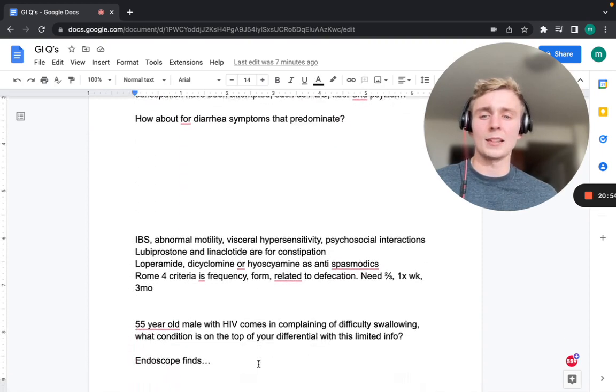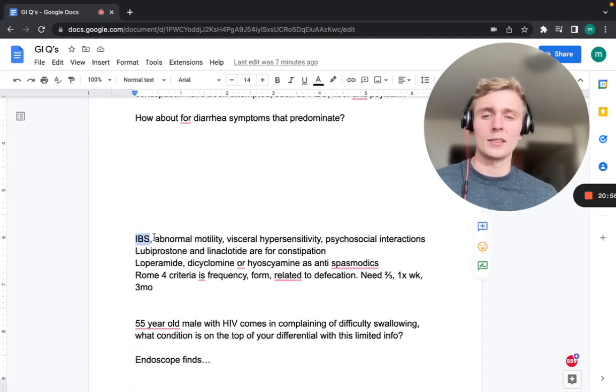So this is going to be IBS, irritable bowel syndrome. The 3 pathophysiologic mechanisms that are proposed are an abnormal motility of the gut overall. So abnormal motility could be visceral hypersensitivity, a mismatch in pain signals, so they experience pain a little bit differently from the GI tract. So visceral hypersensitivity, and also psychosocial interactions. So something potentially psychosocial going on. So psychosocial, visceral hypersensitivity, and abnormal motility.